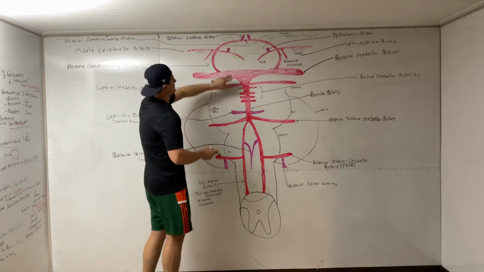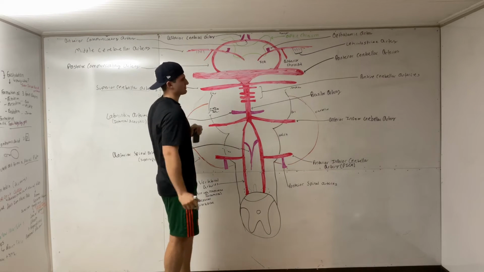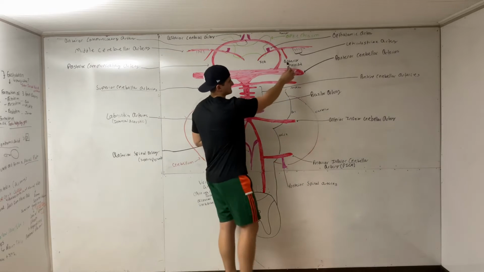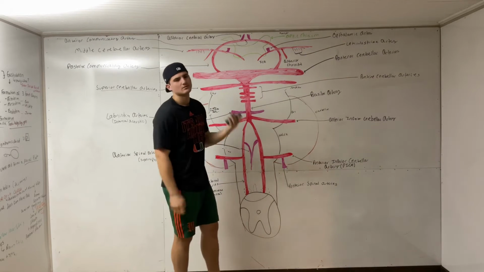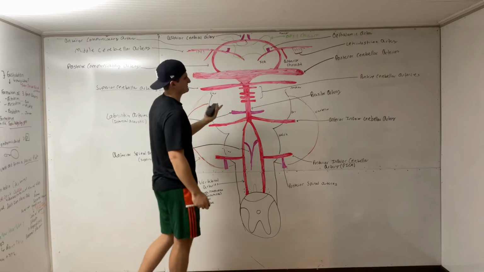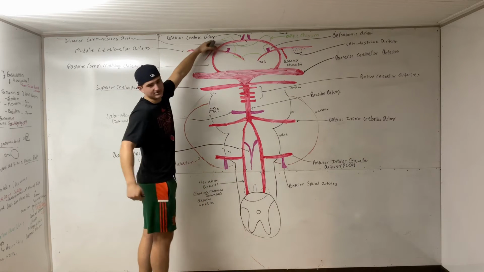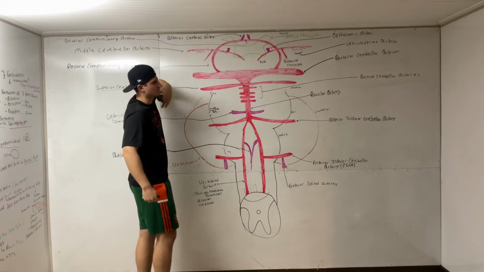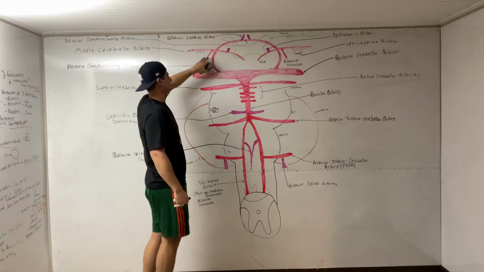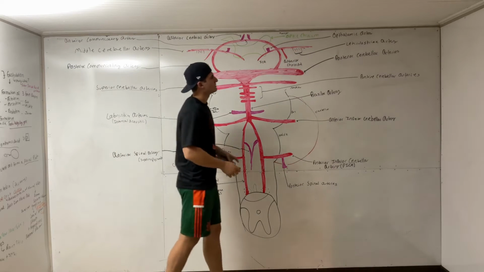Okay, so now after they cross, they're going to give off another artery. The artery that they're going to give off is known as the anterior choroidal artery. The anterior choroidal artery is known as anterior. Why? Because it's in the anterior region, and it's for the choroid. So we'll talk about that later, but just know it's the anterior part.